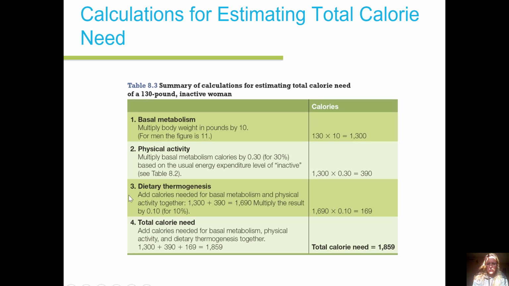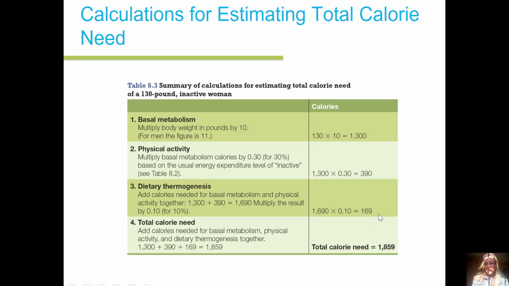The third energy requiring process was thermogenesis, okay? So what you're going to do is take your basal metabolism calories and add your physical activity calories to that to get a total. In this case, they took 1,300 plus 390 and they got 1,690 calories.